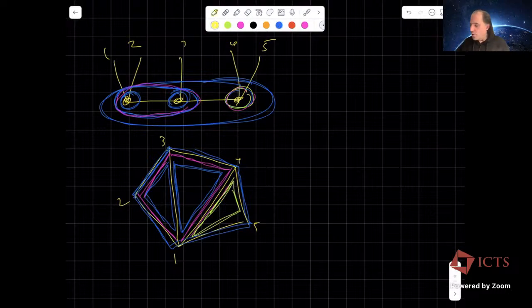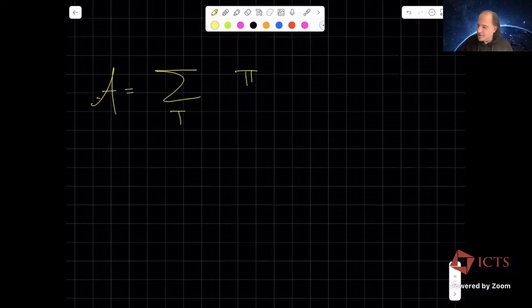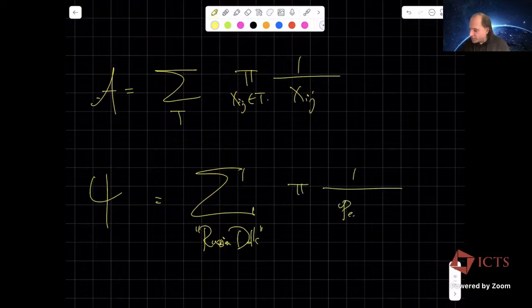To summarize, the amplitude is a sum over all triangulations, the product of the 1 over these xij's for the xij in the triangulation. The wave function is a sum over all of these, and instead of continuing to say maximal collection of non-overlapping polygons, we'll just call them Russian dolls. All of these Russian dolls, and then we have a product of 1 over the perimeters that are associated with all of the subpolygons that belong to the Russian dolls.